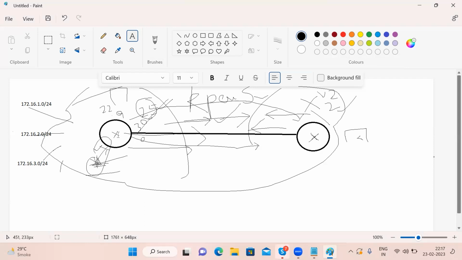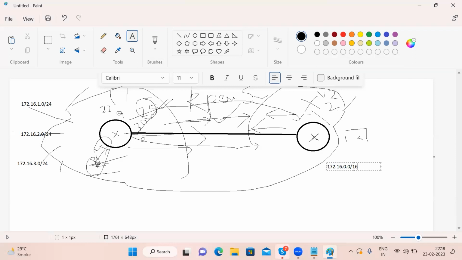What will router 1 do? Router 1 will automatically summarize all these three subnets into one network and advertise it to router 2. On router 2, if you see, there is only one network, which is 172.16.0.0/16. Auto summarization is a big disadvantage in your network.